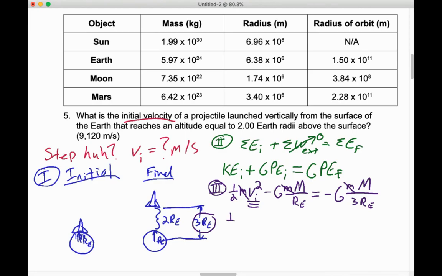That's going to give us 1/2 v initial squared is equal to negative big G, mass of the Earth, over 3 R_E. That's this term right here. And then I'm going to add this term to both sides. So that will end up being a positive big G, mass of the Earth, over radius of the Earth.